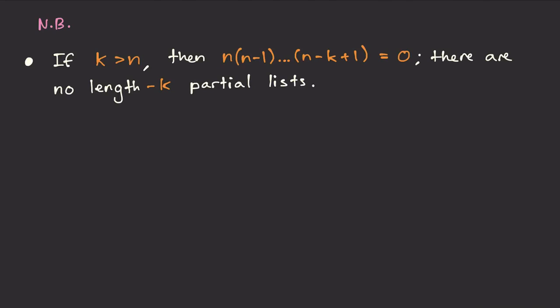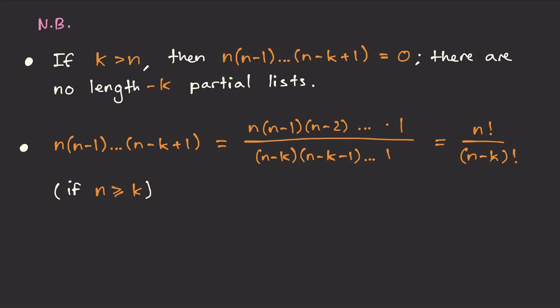The reason for this is that if k is bigger than n, the product n times n minus 1 and so on contains an n minus n factor, so it's equal to 0. That means the formula correctly tells you that there are no length k partial lists in an n-element set if k is bigger than n. It's always nice to have a formula that works even outside the usual range of cases.